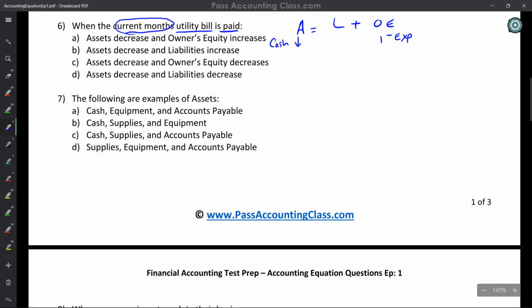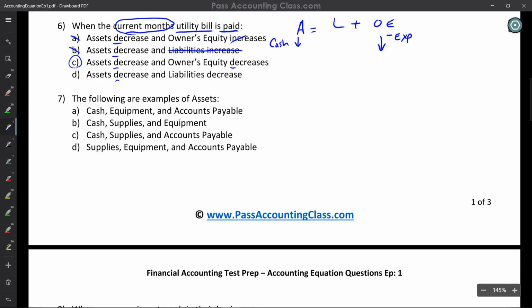So our owner's equity account is going to decrease. So we're looking for a decrease in assets, so that's true, and a decrease in owner's equity, so that's wrong. So it's not A. We have our decrease in assets and an increase in liabilities. Well, it has nothing to do with liabilities, and it's not an increase, so we're going to cross that one off. A decrease in assets, that's true, and a decrease in owner's equity. So C is our answer.